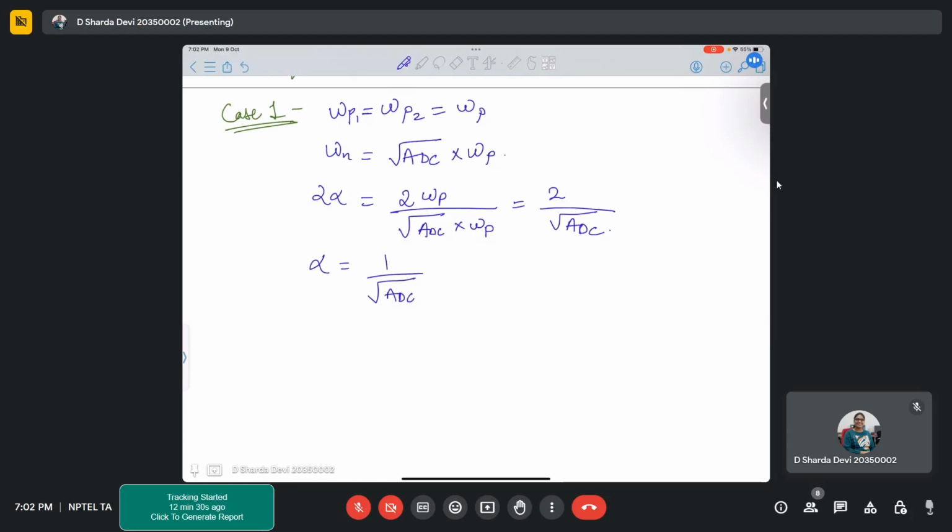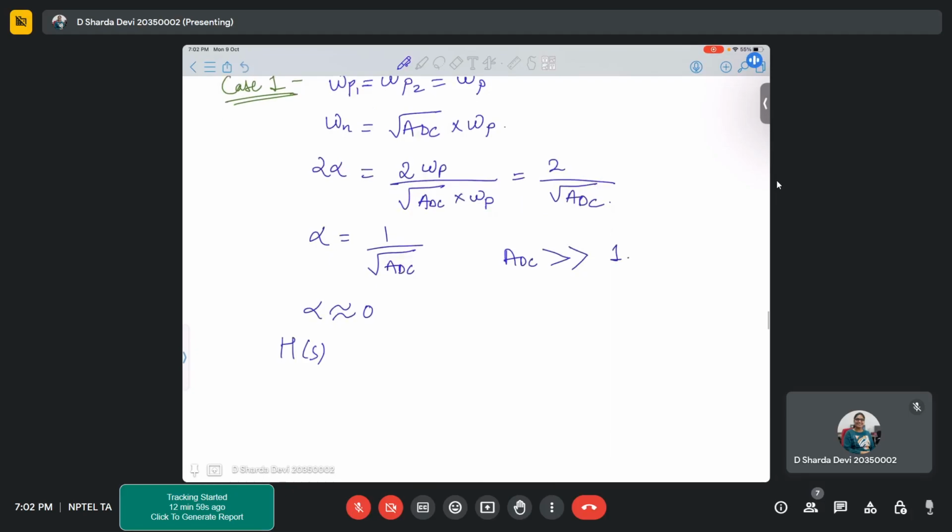Now we know ADC is very high, very much higher than 1, which will give alpha almost equal to 0. So if alpha is almost equal to 0 in this particular case, when your ADC is very high, how will your transfer function look? Your transfer function will become omega n square upon s square plus omega n square, right?